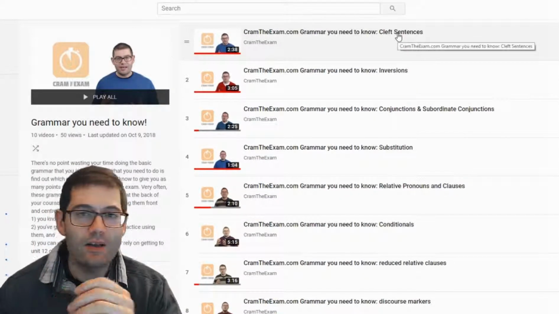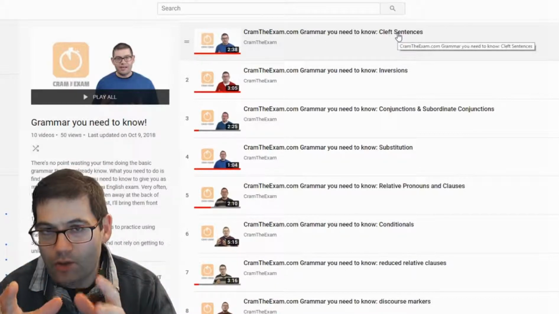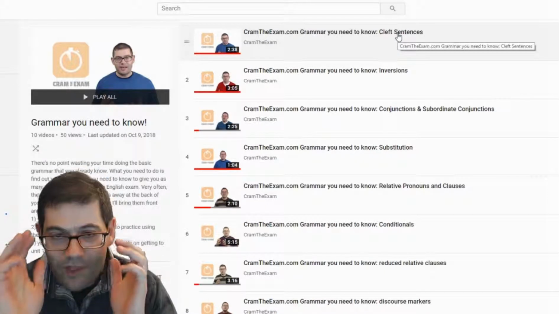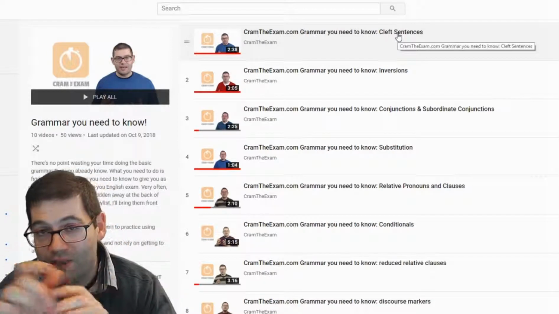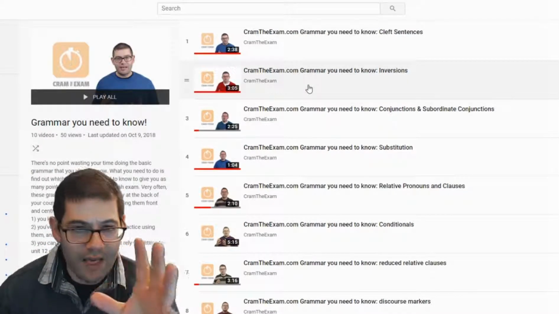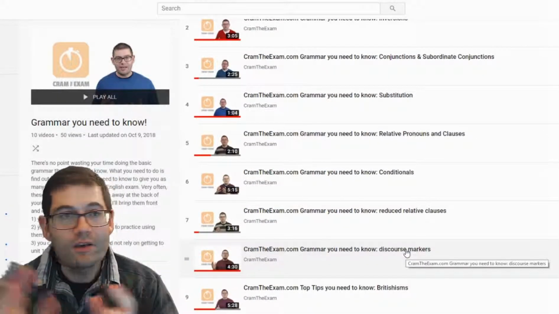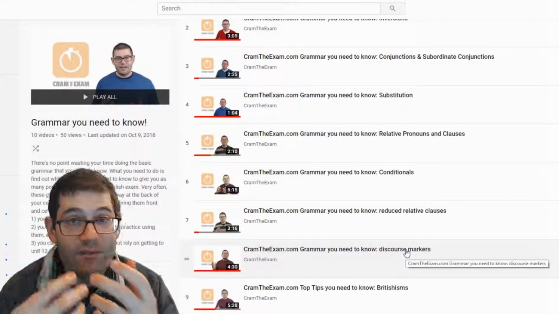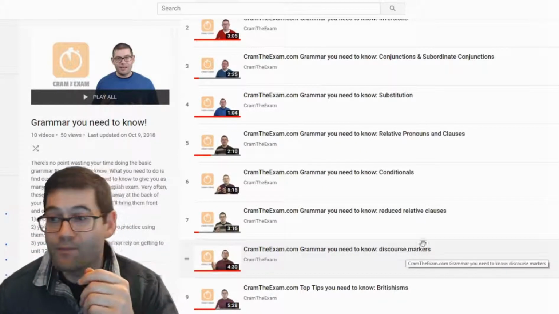Cleft sentences are just a form of sentence structure, and you'll see this a lot when you do the open-close question for the Use of English paper. Very, very often you'll see this structure used, and you'll have to fill in the part of the cleft sentence. Inversions, we use them for emphasis, and you get taught them at B2, C1 level. Conjunctions and subordinate conjunctions, and down here discourse markers, you know what these things are already. You use them already. These are just the names of what these things are, and an explanation of what they are in a little bit more detail.